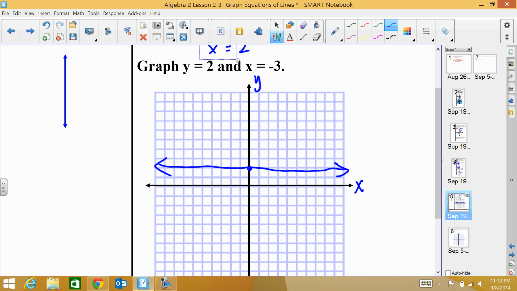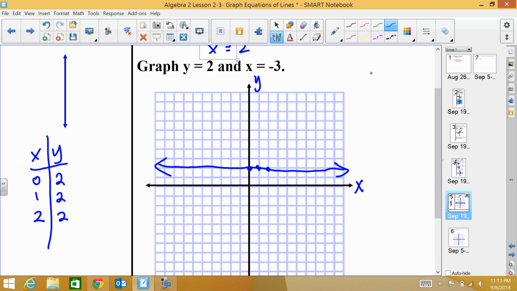Now let's say that you don't remember that, just right off the top of your head. If you make a chart, and you know that y is always equal to 2, let's just plug in some random numbers for x. If I was to graph these points, (0, 2), (1, 2), and (2, 2), they would make a horizontal line. So in case you ever forget, you can always make a chart and plug in the numbers.